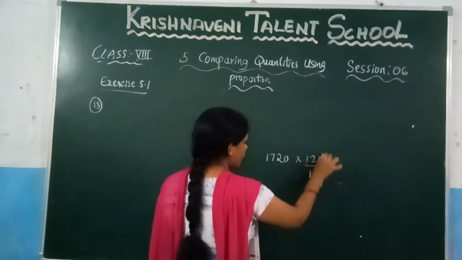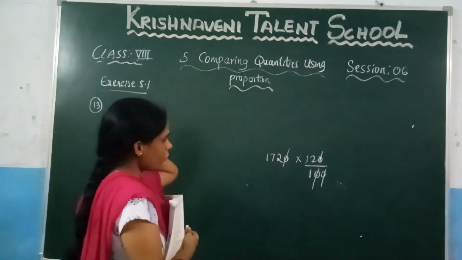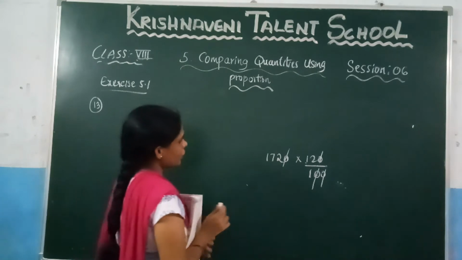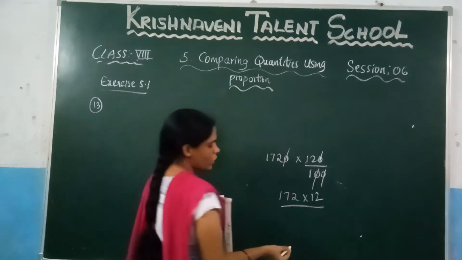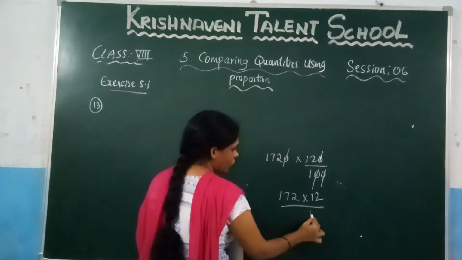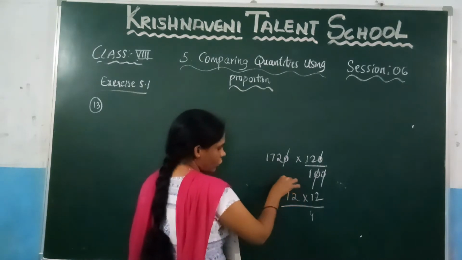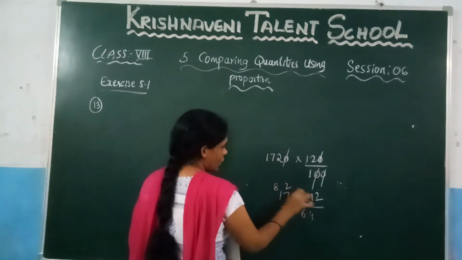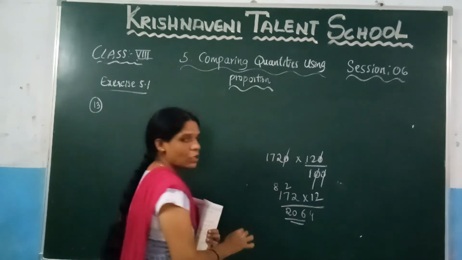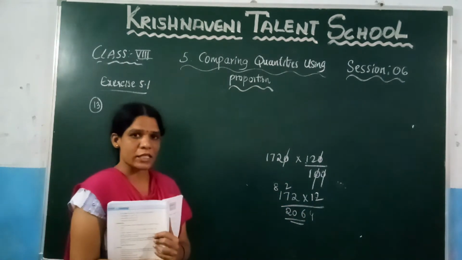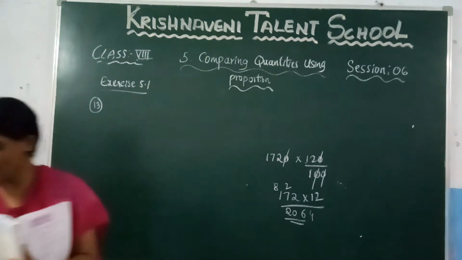So here 0 will get cancelled, and again here 0 will get cancelled. Now you need to multiply 172 into 12. So what is the value of this one? 12 2s are 24, here 4, here 2, right? 12 7s are 84, 84 plus 2 which is 86, 12 1s are 12 plus 8 which is 20. Now how many bags of cotton she can expect this year? 2064. Let us write this problem.